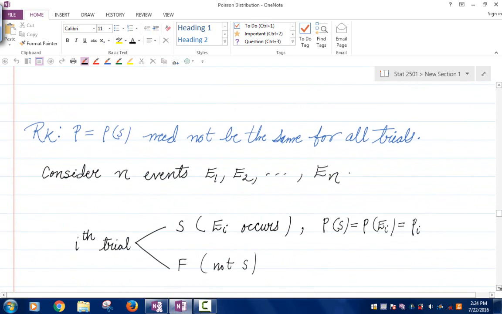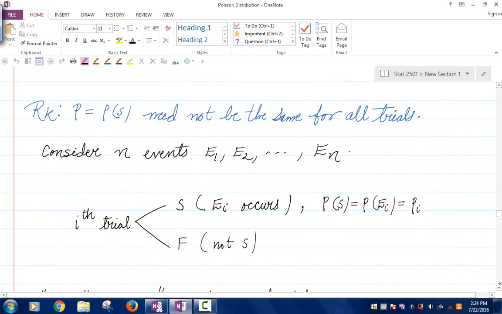What we are going to look at is again a situation where we have n trials, and the trials may be independent or may be weakly dependent, and each trial will have two outcomes, success or failure. However, this time the probability of success will not be the same for each trial. So let me describe the situation.